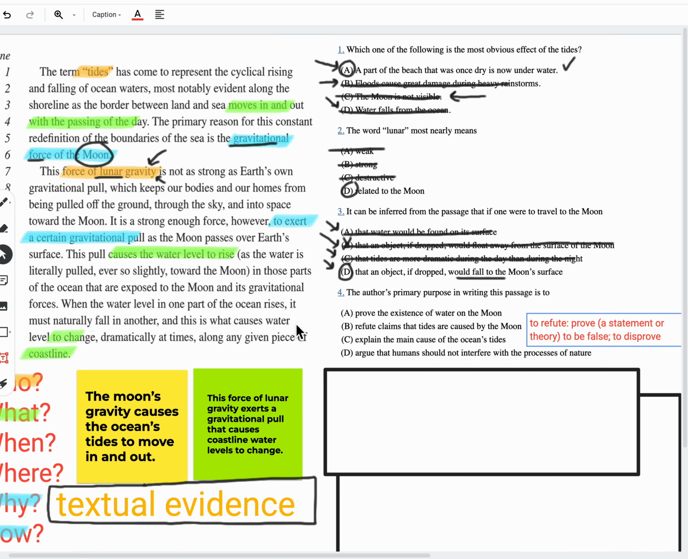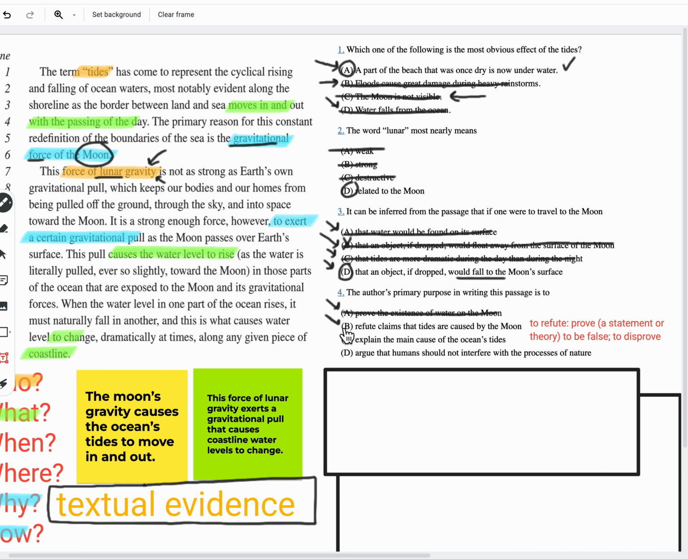A says to prove the existence of water on the moon. Again, we're not looking at water on the moon. This may come in from articles we've read and things we've thought about because it's been in popular culture for quite a while, but we don't want to bring in that subjectivity that is not a part of the textual evidence. Let's go ahead and eliminate A.